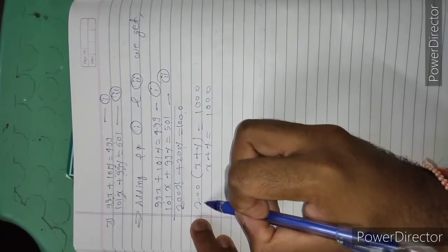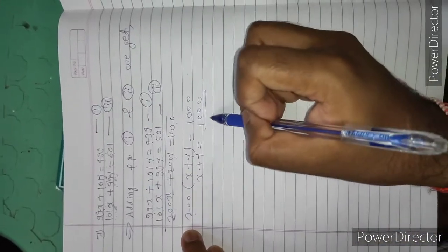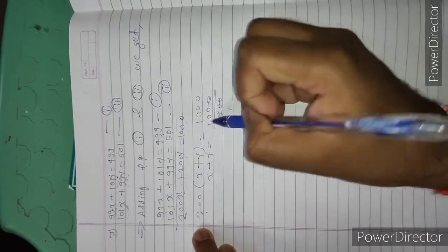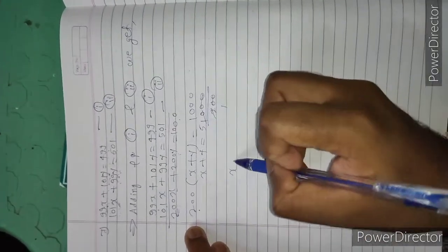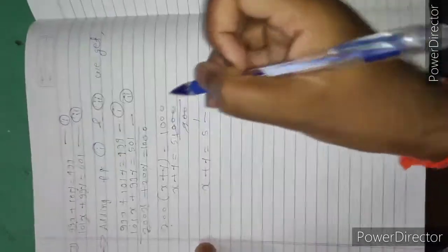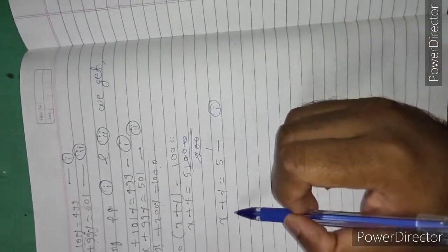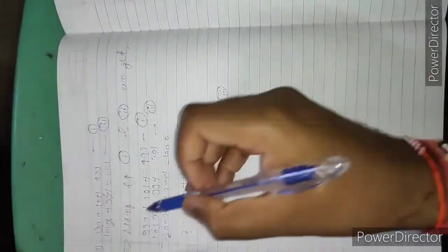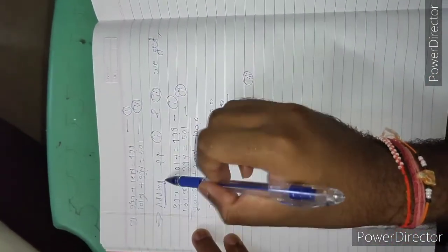ये 200 यहाँ पर मल्टीप्लाई में इक्वल टू के राइट हैंड साइड में आएगा तो इट बिकम्स डिवाइड. सो 200 विल गेट कैंसल, 2 1s are 2, 2 5s are 10. So x plus y is equal to 5. This is equation number 3. As I told you, equation number 1, 2 and this equation number 3. Now first what we did, we added the equations.